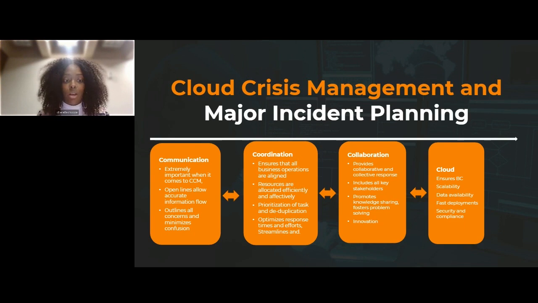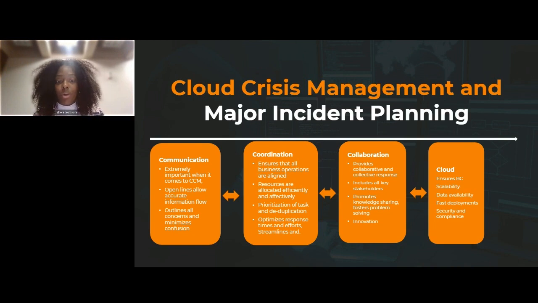It allows accurate information, like I mentioned, to flow, and it outlines all concerns and minimizes any possible confusion that could happen. And then we'll move on from communication to coordination, ensuring that all business functions are aligned and resources are allocated efficiently and can effectively be a part of the team. It allows for prioritization and deduplication of efforts, and optimizes response times and efforts.